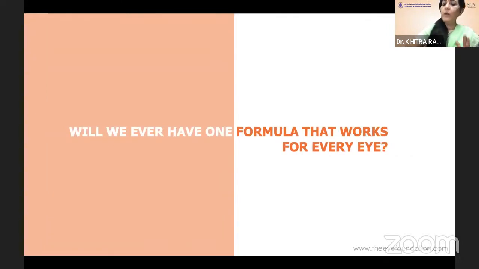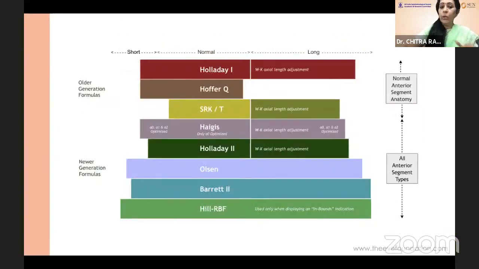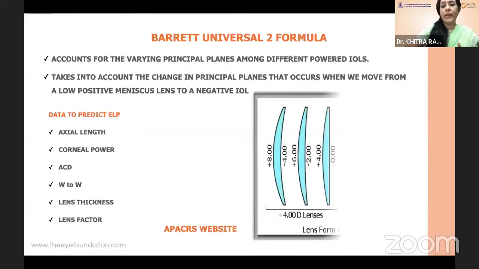But would we ever have one formula that works for all? No, it doesn't. Because if you look at the dimension matrix of the human eye, what you see is that normal anterior chamber depth and normal axial length is seen in 73.4% of the eyes, whereas a normal ACD with a shorter axial length is seen in 6.9%, smaller ACD with smaller axial length is seen in 1.8%, and a normal anterior chamber depth with a longer axial length is seen in 35.5%. So in other words, we need to evolve newer formulas, especially when you're dealing with extremes of axial length.